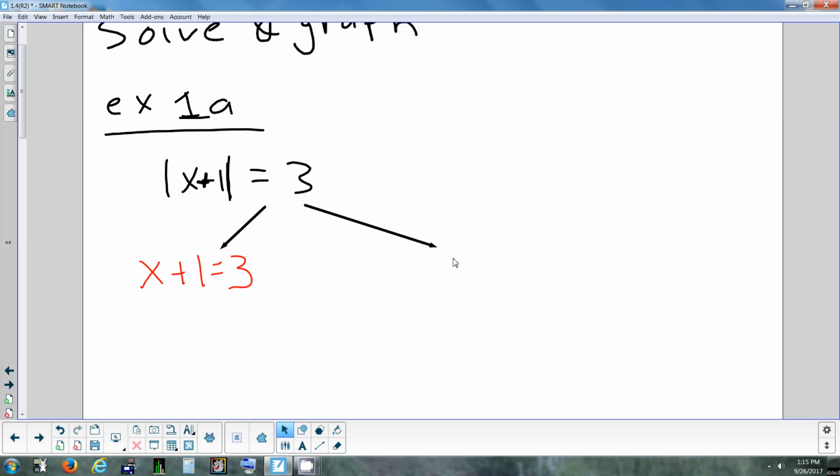No bars, right? When we're at this point, we can break out of jail. Get rid of the bars. We don't need them anymore. We're gone. We got out of jail. So I'm going to write X plus 1 equals 3.